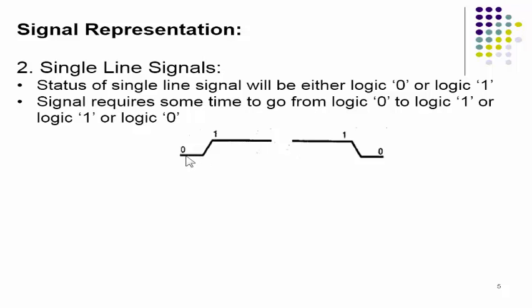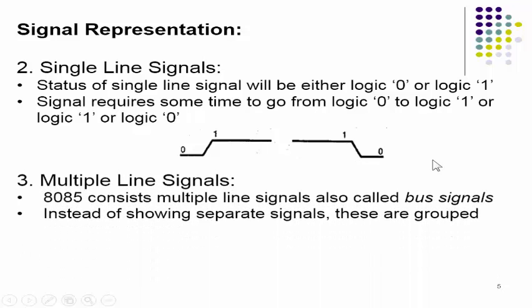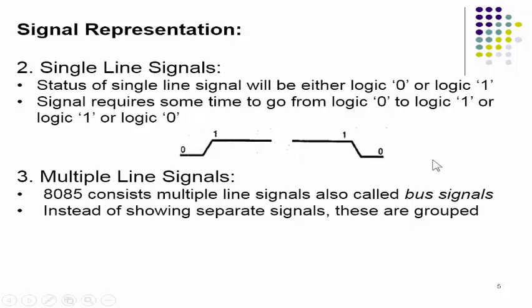In this figure we can see two single line signals, where the first one is changing the state from logic 0 to logic 1, and the second one is changing from logic 1 to logic 0.